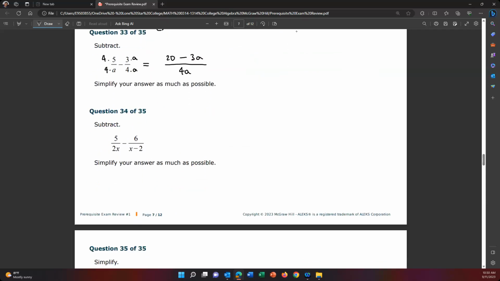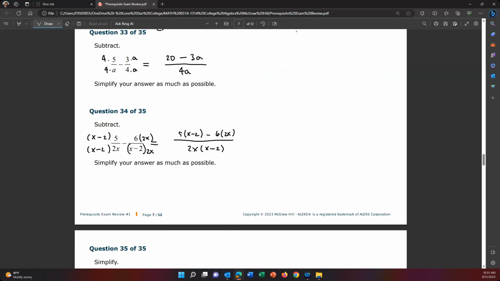34, another subtraction. Well, what do you think the common denominator is going to be? Well, it will be 2x times x minus 2. It seems that we multiply by x minus 2 here, so we must do the same thing in the numerator. So that becomes 5 times x minus 2, minus, here we multiply by 2x, so we must multiply by 2x here. So we have 6 times 2x.